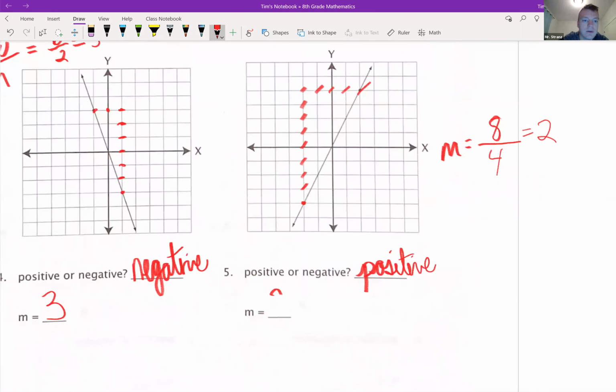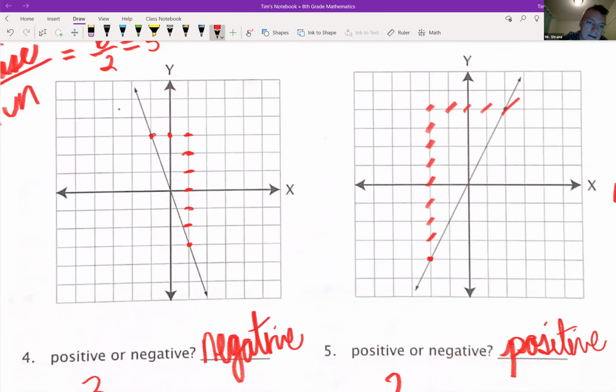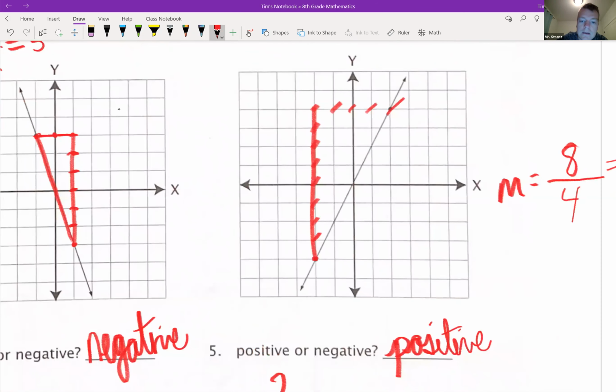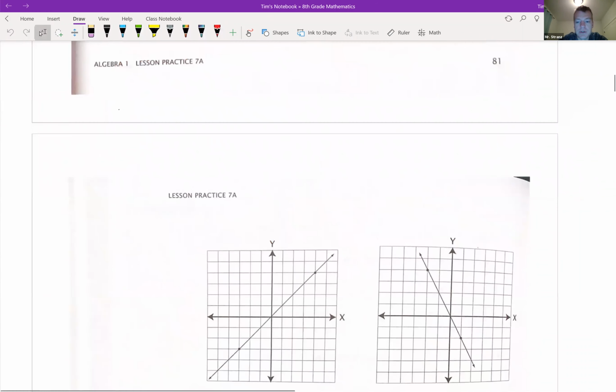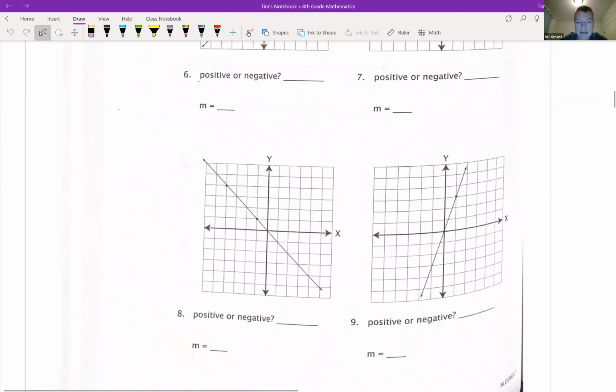Now they said draw a triangle. Notice this. If I connect my line and my dots, it forms my triangle. On this one, if I connect my dots and my line, it forms my triangle. So moving down to page 82, number 6 and 7, they want you to do the same thing. So I'm going to go ahead and skip those. I'm going to skip 8 and 9.